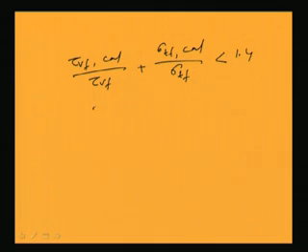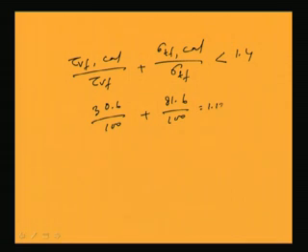So if we put the values, tau Vf is 30.6 by 100 plus 81.6 by 100, which is coming 1.122, which is less than 1.4. That means it is completely okay. So in this way I can make it.